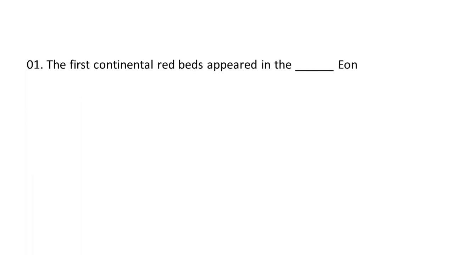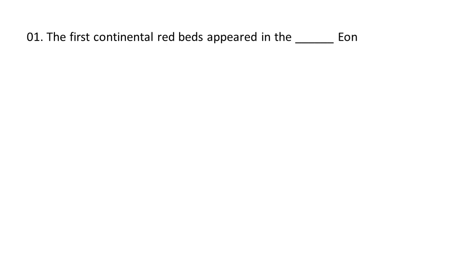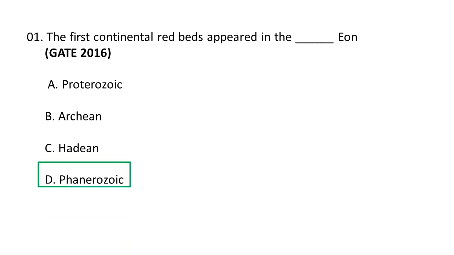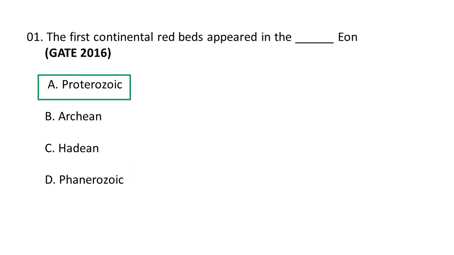The first continental red beds appeared in which eon? The choices are A. Proterozoic, B. Archean, C. Hadean, D. Phanerozoic. The correct option is A. Proterozoic. The first continental red beds appeared in the Proterozoic eon, around 2.31 billion years ago, and the appearance of these red beds is a sign of a rapid increase in atmospheric oxygen levels. So A. Proterozoic is the correct option.